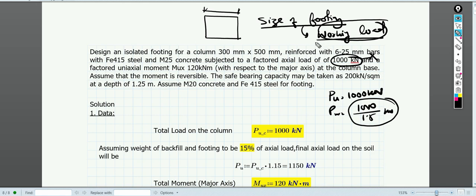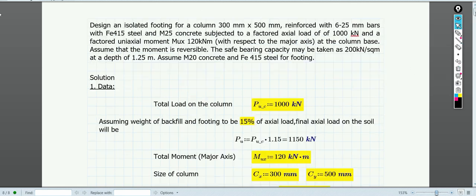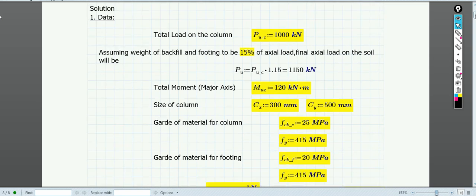Understood? So to minimize the factor of safety, as we already have factor of safety considered for the safe bearing capacity, this is how it is done. You will understand why when we solve the problem. So now let's look at the data which will be required. The total load on the column, which is PUC, this is the design load, is given as 1000 kilonewton.